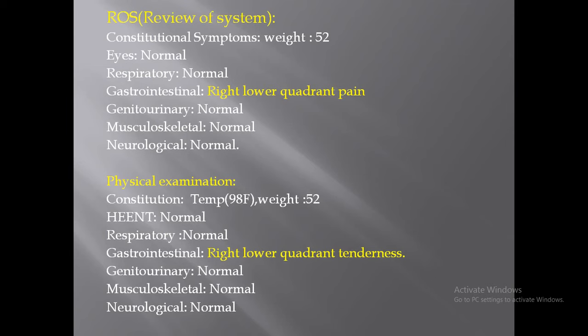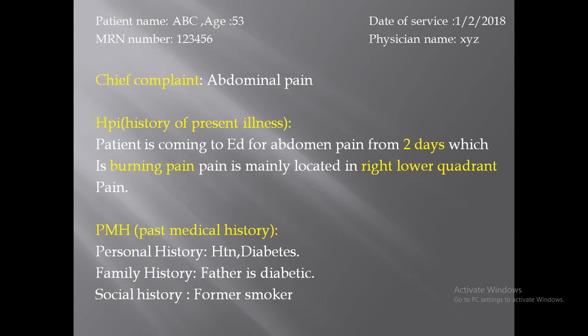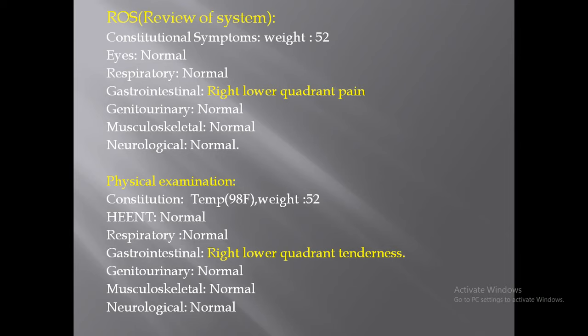Then coming to the review of systems. In this, each and every system is explained by the patient. It's not explained by the physician. The physician will do the physical examination. In review of systems, the patient comes with some complaint, and he will explain each and everything in this. Physical examination is reviewed by the physician. In this also, all the organ systems are reviewed by the physician. He will examine each and every part of the system. Suppose the patient is having some pain, he will observe each and every part of the system, and he might observe some hernia or some tenderness, etc.